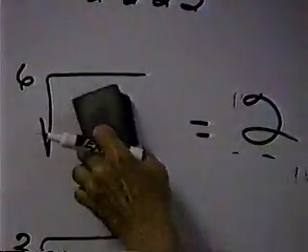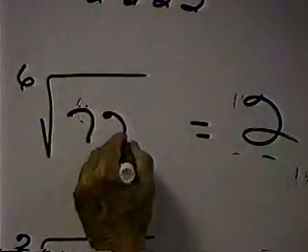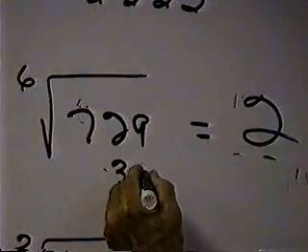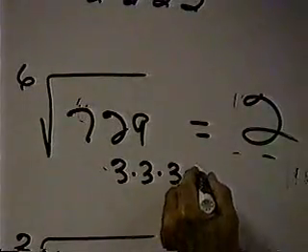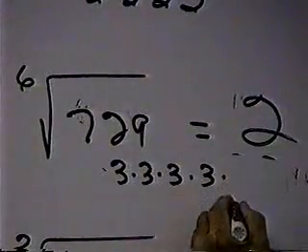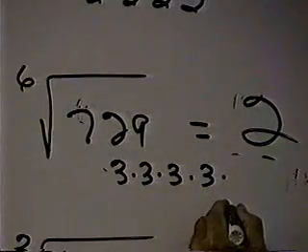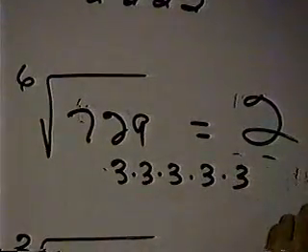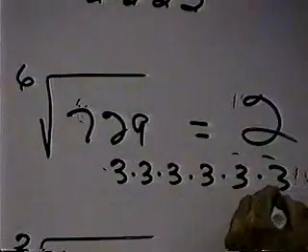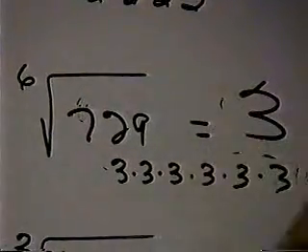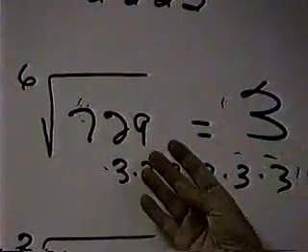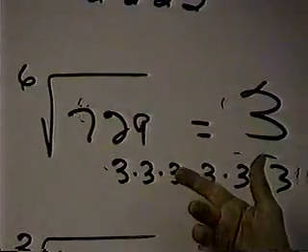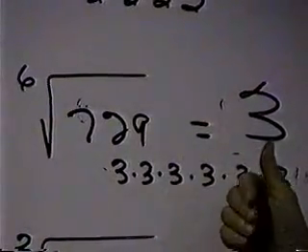Okay. Let's find the sixth root of 729. Well, 3 times 3, that's 9, times 3 is 27, times 3, what's that, 81, times 3, 243, times 3, very good. So the answer is 3. Just take the numbers and experiment with them. You don't have to know this type of thing. Just try 2, then try 3, and so on.